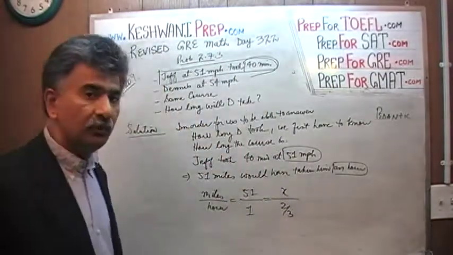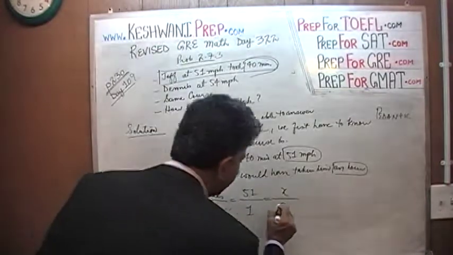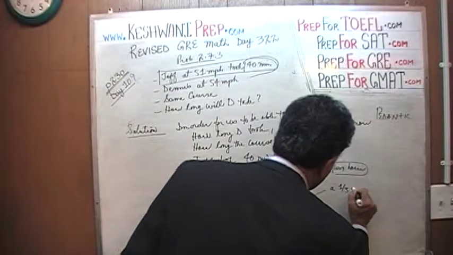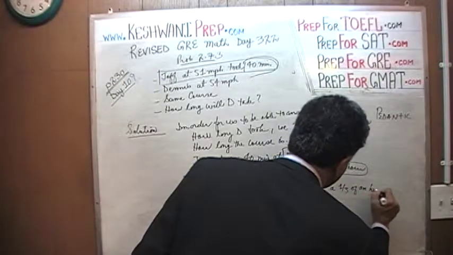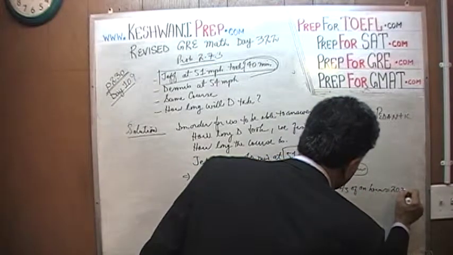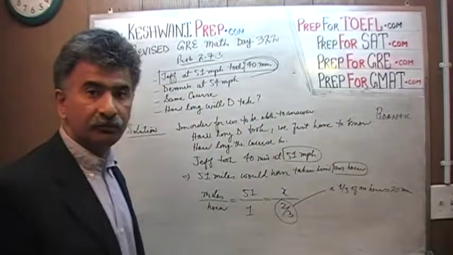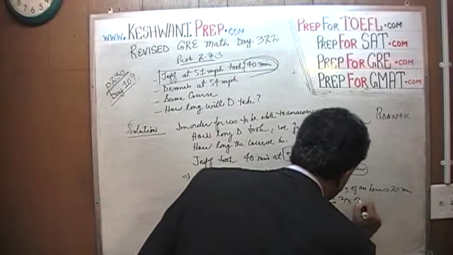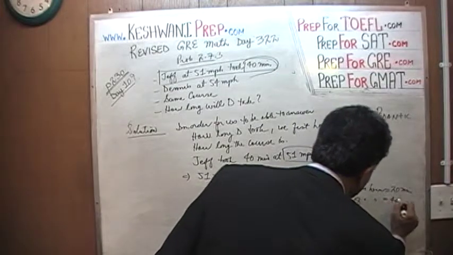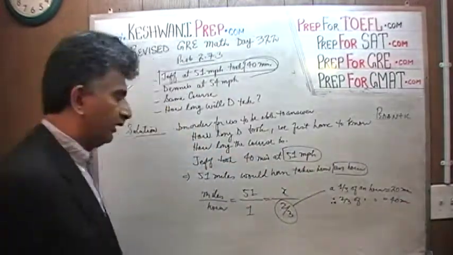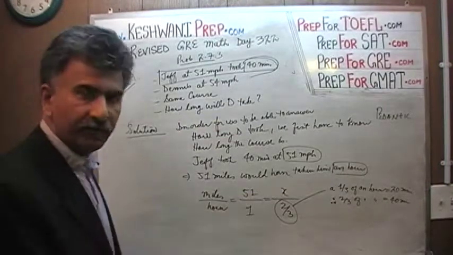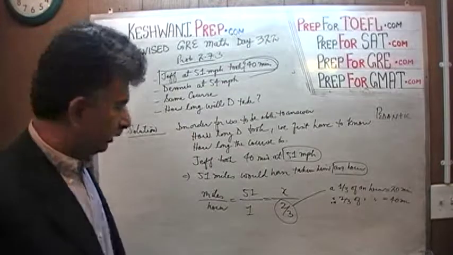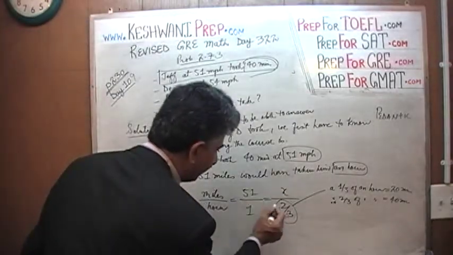40 minutes is 2/3 of an hour, because a third of an hour is 20 minutes. Therefore, 2/3 of an hour must be 40 minutes. There you go, there's our ratio. We are done. All we have to do is cross multiply it. 1 times x equals 51 times 2/3.